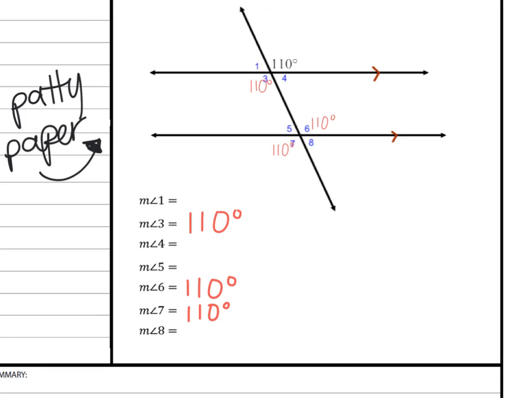Now we have to figure out what the other angle is. It's not 110. Remember we talked about how consecutive interior angles and linear pairs are supplementary, which means they add to 180 degrees. So, Joey, what do you think we should do? Well, 110 plus 70 equals 180, so the acute angle would be 70 degrees. Very well said.